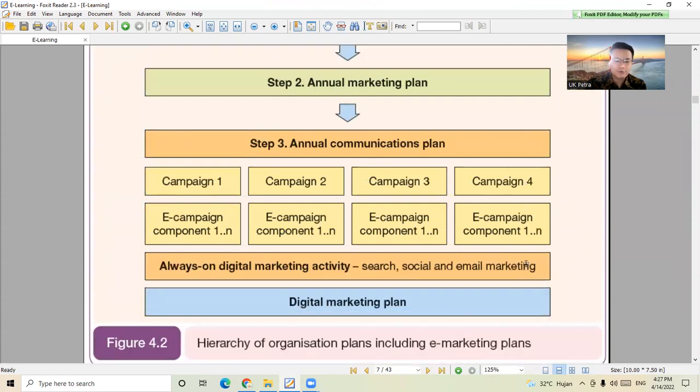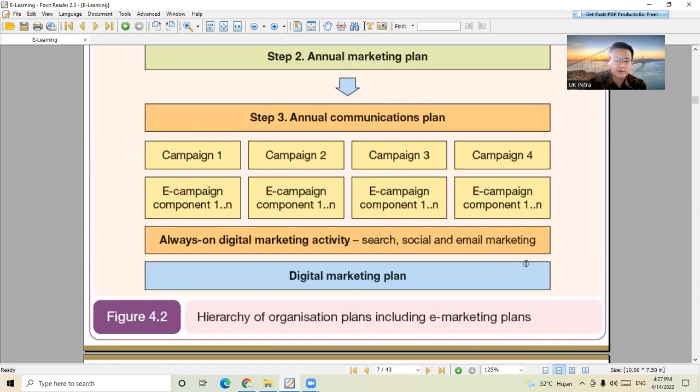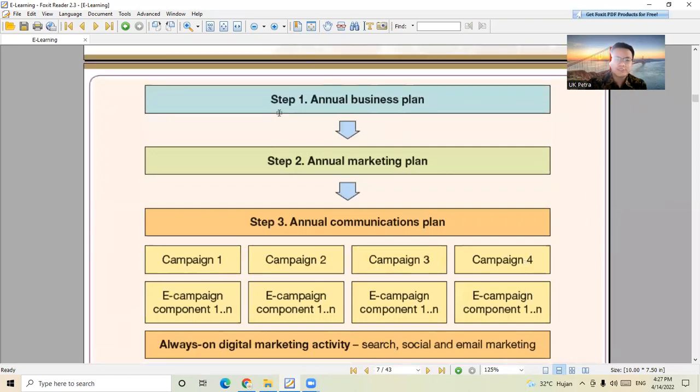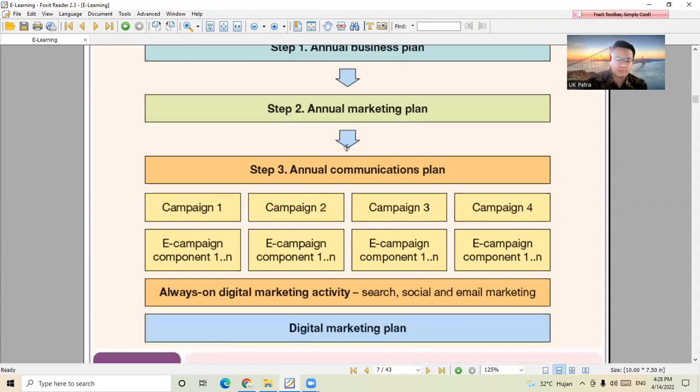Figure 4.2 illustrates the hierarchy of organization plans, which also includes the e-marketing plans. There are several steps here. The first step, we have to have the annual business plan. Of course, each company should have a business plan. The annual means yearly, setiap tahun, annual business plan. And based on that, the company should have the annual marketing plan. And the third step, the annual communication plan. Based on the annual communication plan, the companies can create their own campaigns.